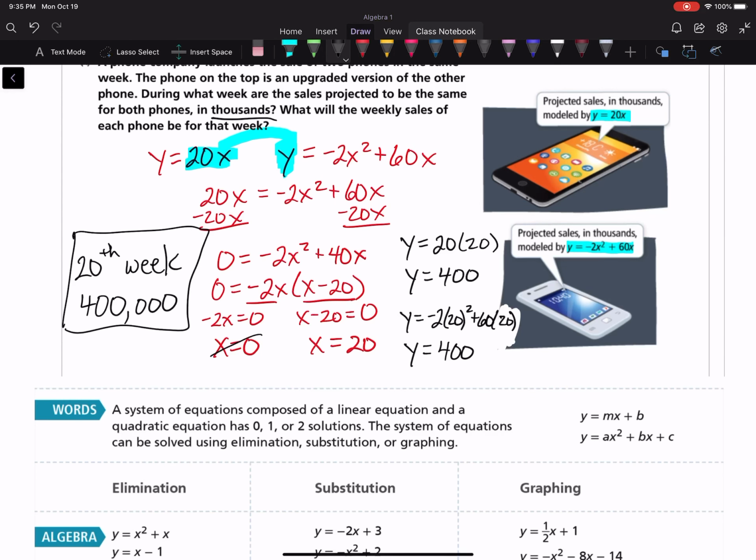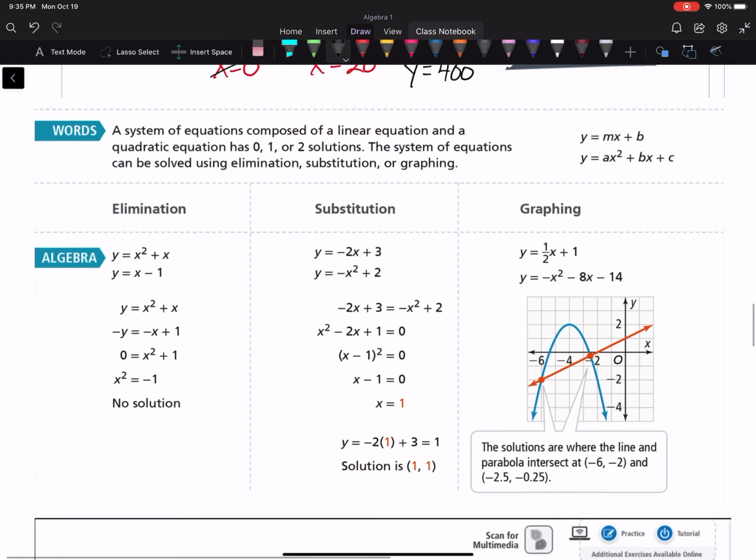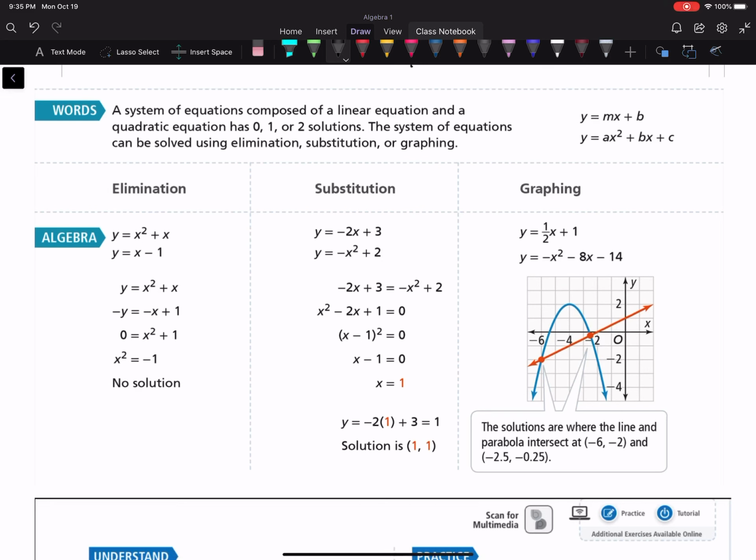All right. Hope this video has helped. There's a quick little review of everything we've done there, okay? Again, quadratic equations can have 0, 1, or 2 solutions, okay? And the systems of equations, they can be solved using elimination, substitution, or graphing still. So same thing. Here's an example of elimination. Here's substitution. There's graphing.